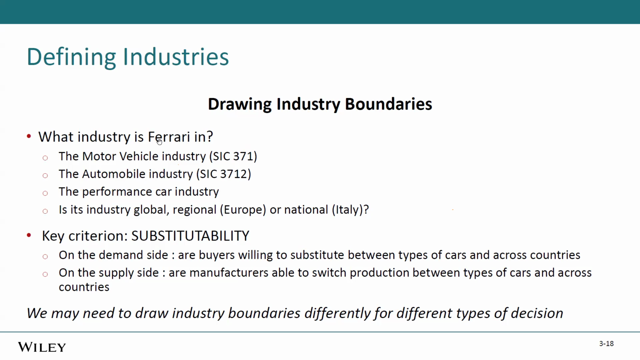Is Ferrari in the same industry as Ford? Well, it's a motor vehicle company. They sell cars, but Ferrari is a very differentiated product. They are probably not competing, as I've said before, with Ford for customer dollars. So maybe we'd have to refine it a bit.